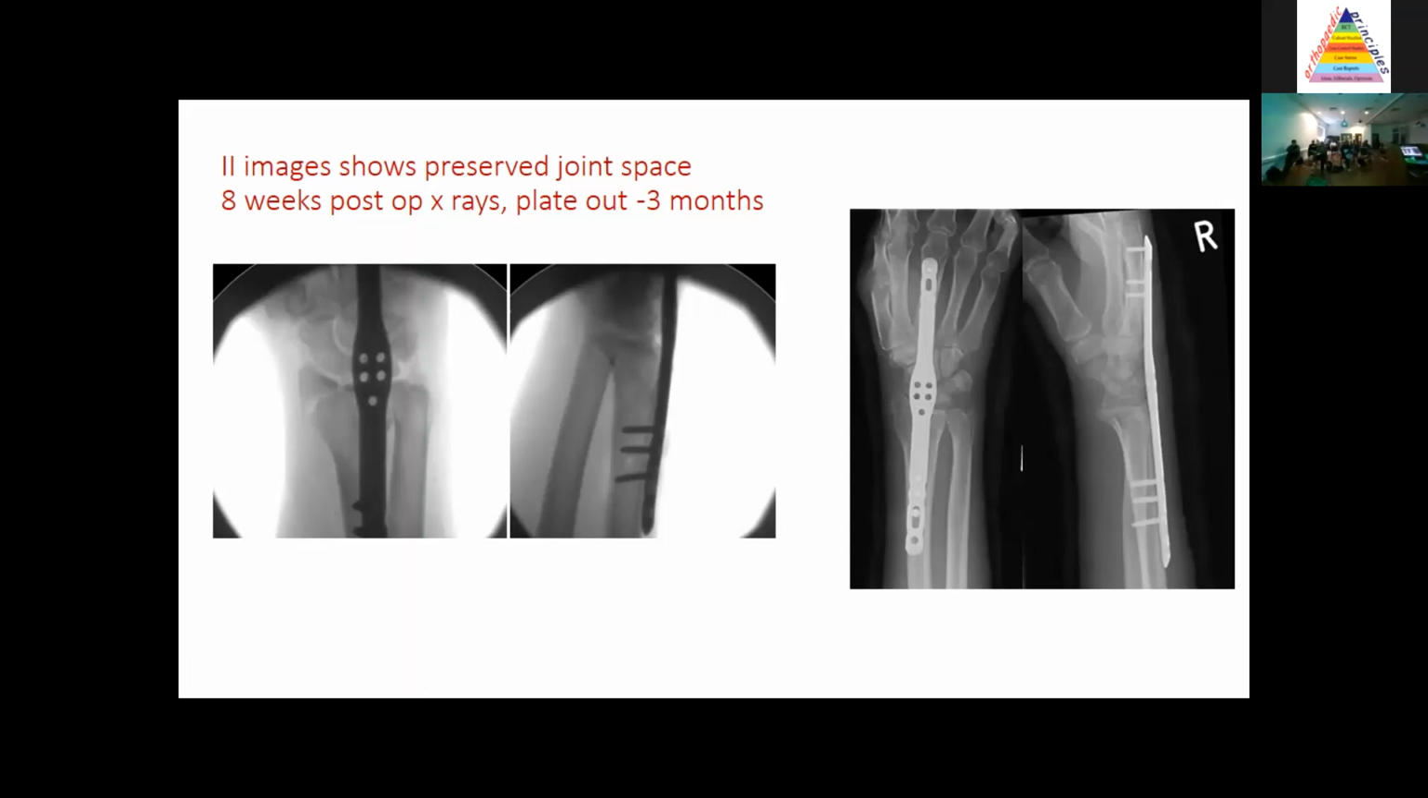Do we agree? And on a lateral also, I can see I've achieved my reduction and my carpus is back. Yes. And then these are your X-rays, 3 months. So the plate will come out at 3 months, basically. So there is a role of spanning plate. That's what I'm trying to say.